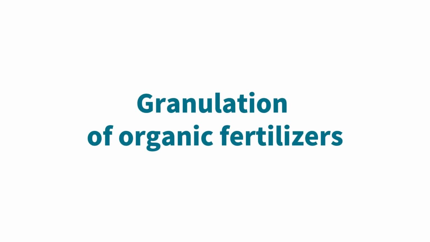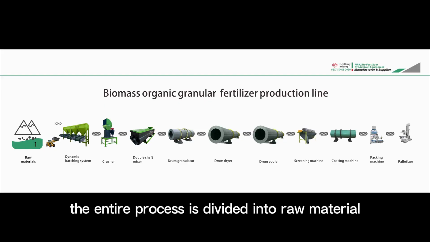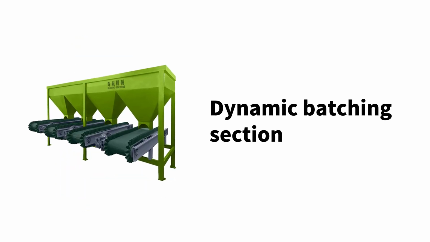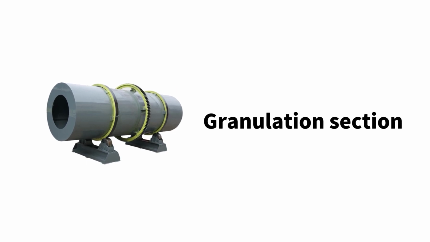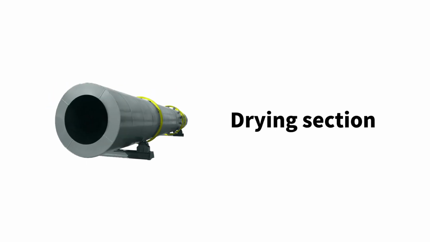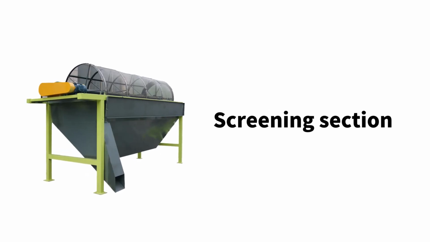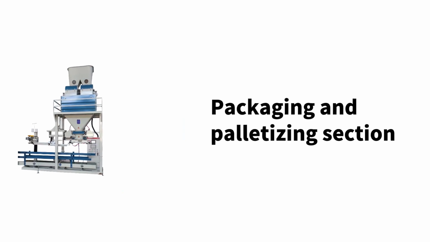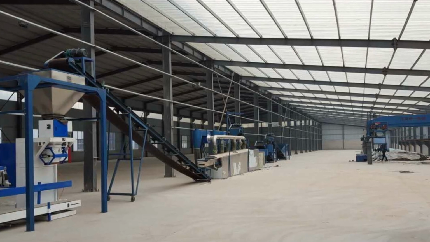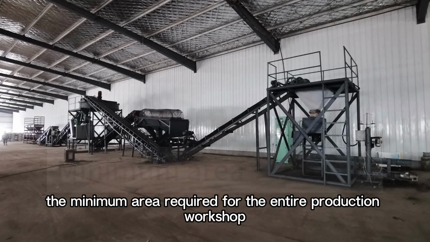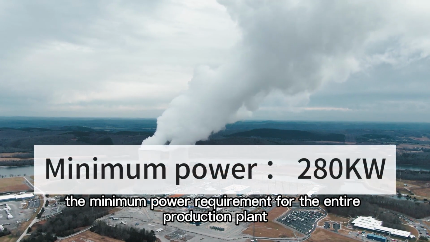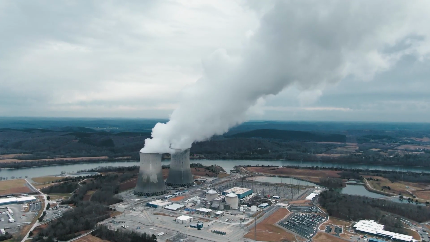Granulation of organic fertilizers. The entire process is divided into raw material crushing section, dynamic batching section, granulation section, drying section, cooling section, screening section, coating and bacterial adding section, packaging and palletizing section. The minimum area required for the entire production workshop is 1,500 square meters. The minimum power requirement for the entire production plant is 280 kilowatts.